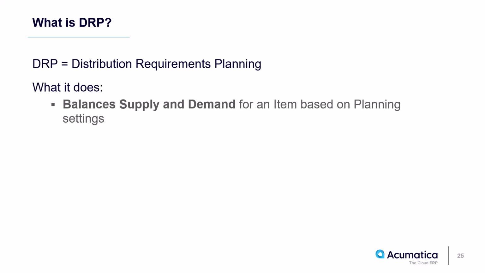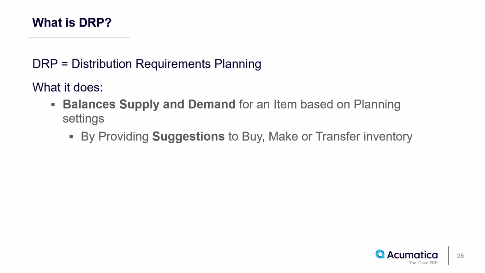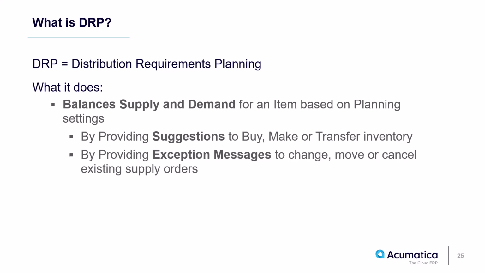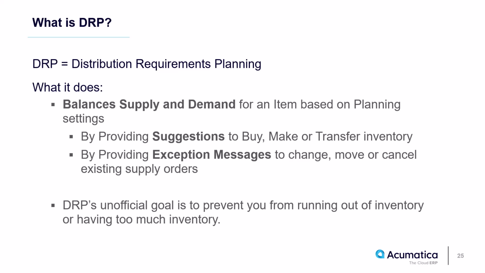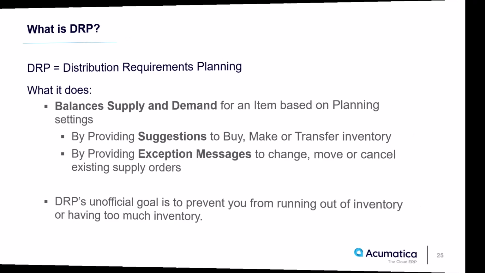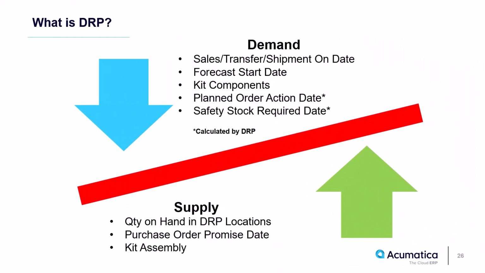Acumatica's Distribution Requirements Planning, or DRP module, is a powerful planning tool that enables you to satisfy demand while maintaining optimal inventory levels, all from one centralized location. DRP provides suggestions to buy, make, or transfer inventory, and provides exception messages to alter existing orders with the unofficial goal of preventing you from running out of inventory or having too much inventory. It is the process of balancing supply and demand for a given item based on planning settings.